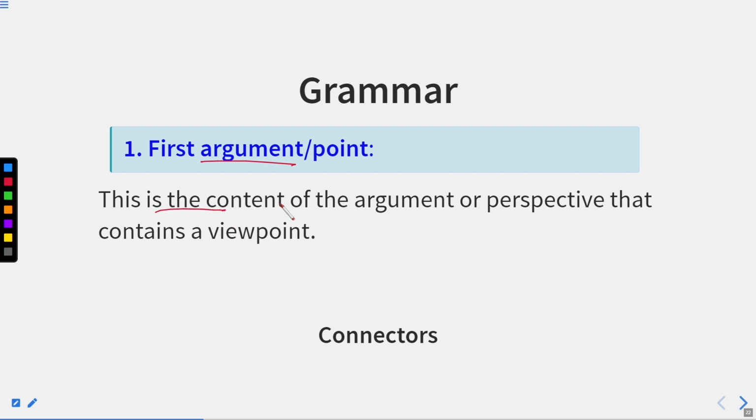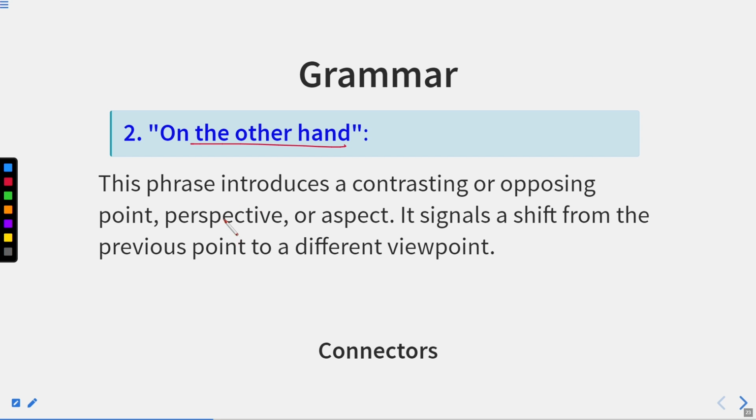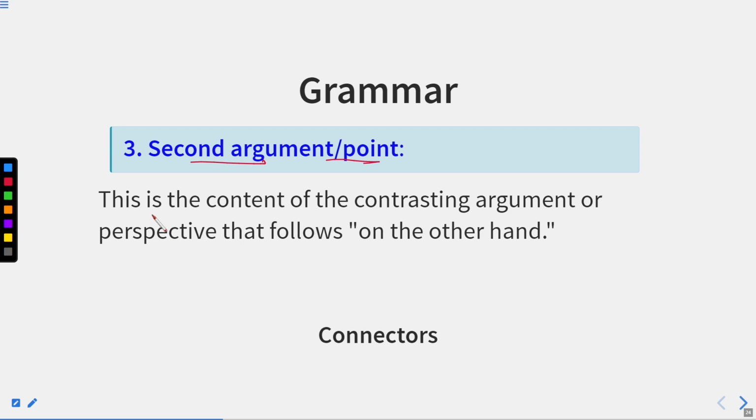First argument: this is the content of the argument or perspective that contains a viewpoint. So first we have our view. After that we have the "on the other hand" phrase. This phrase introduces a contrasting or opposite point, perspective or aspect. It signals a shift from the previous point to a different viewpoint. Second argument or point: this is the content of the contrasting argument. So after "on the other hand," we'll have the second point, which is the opposite view to that of the first.